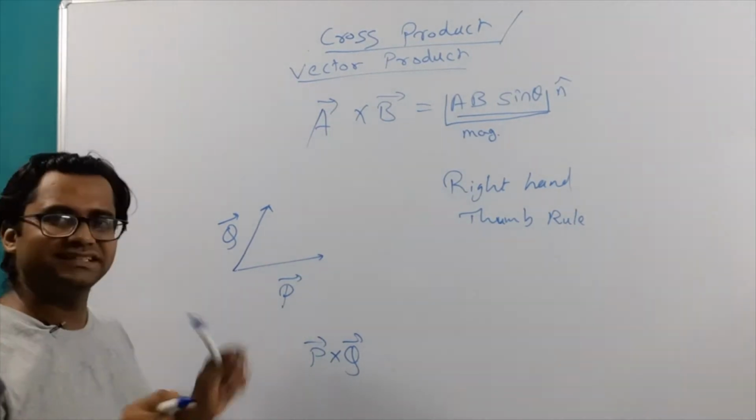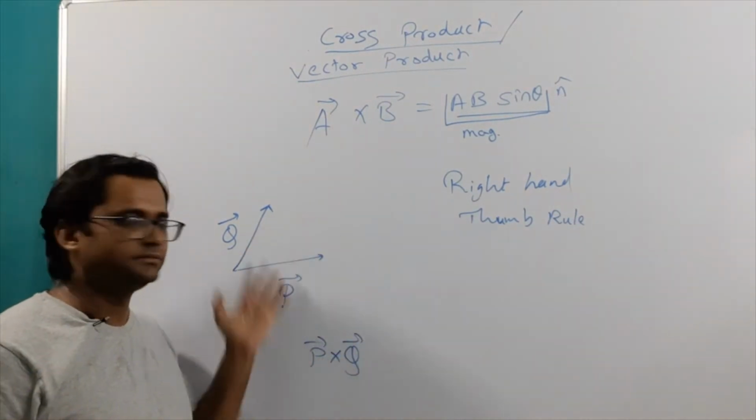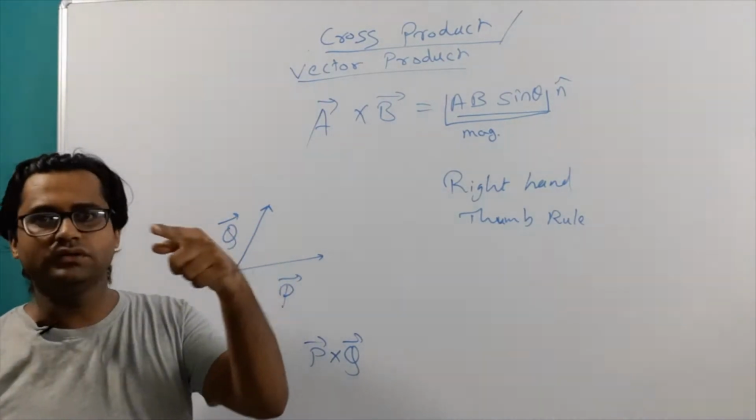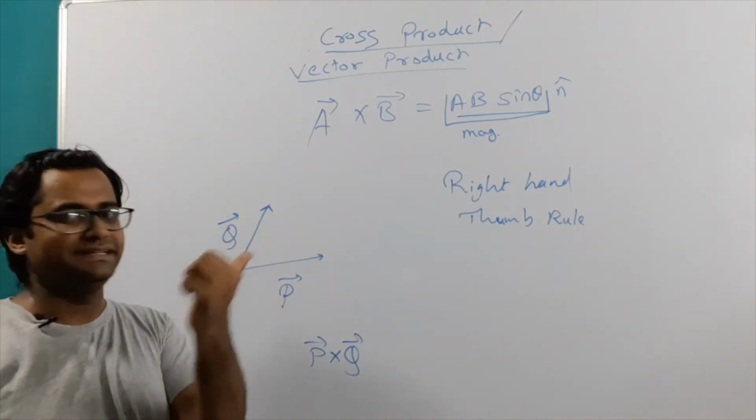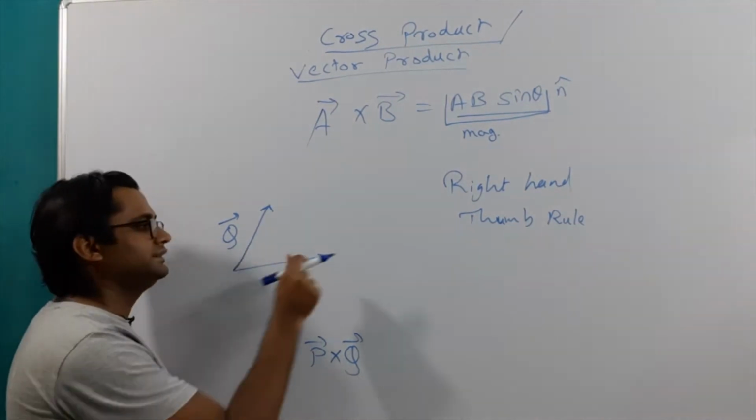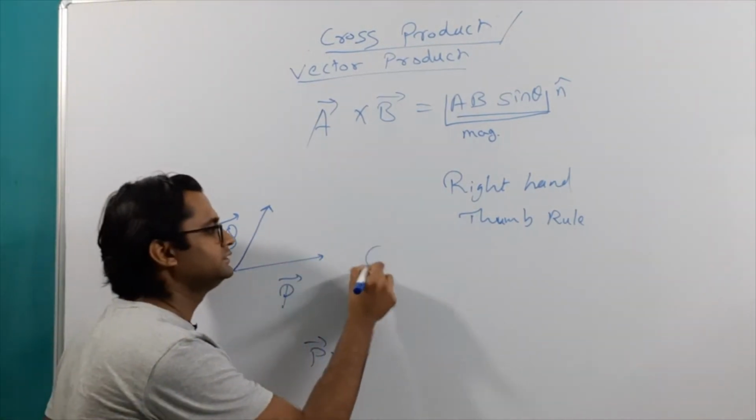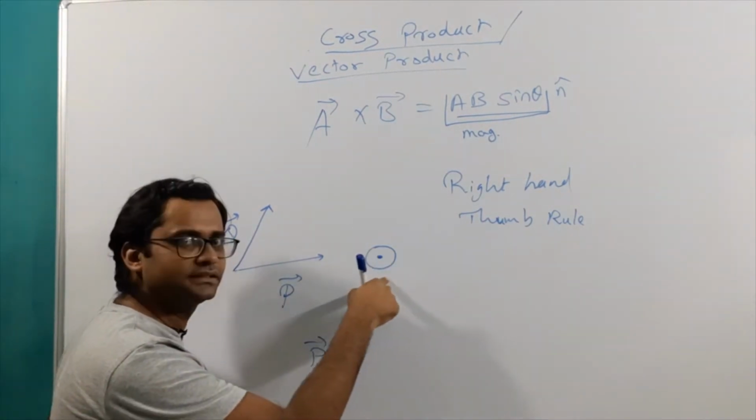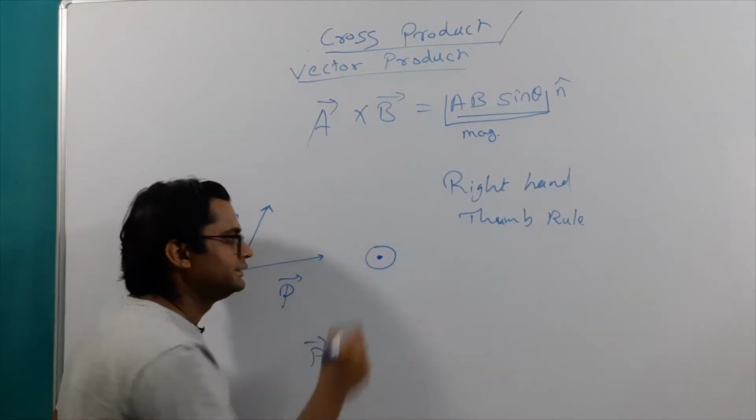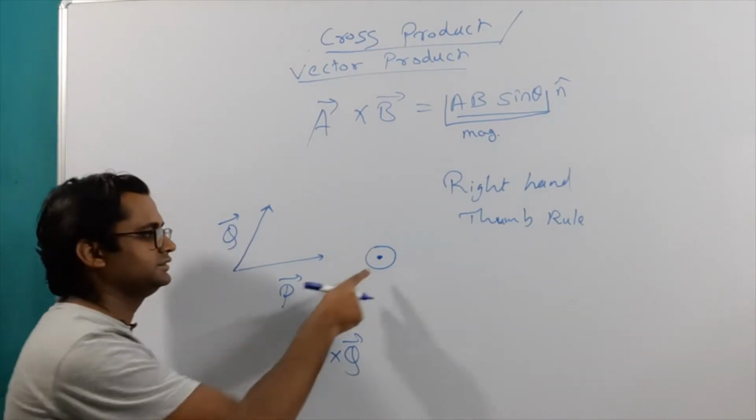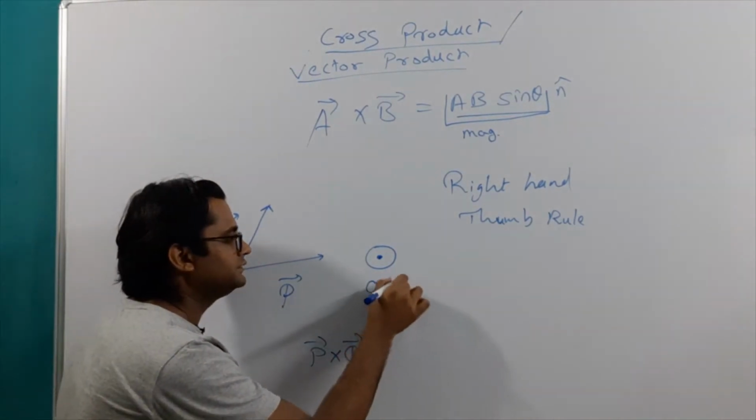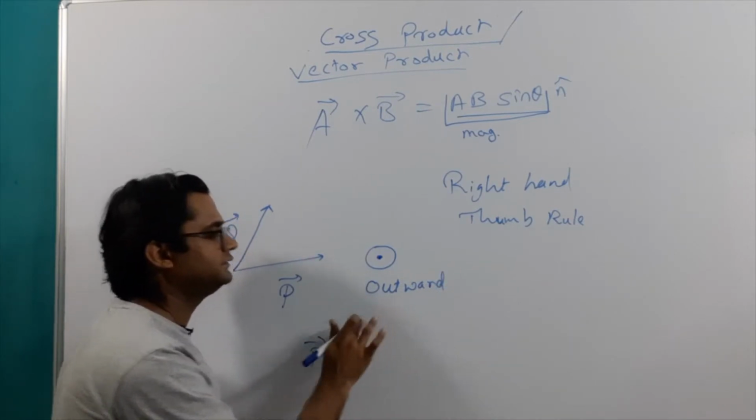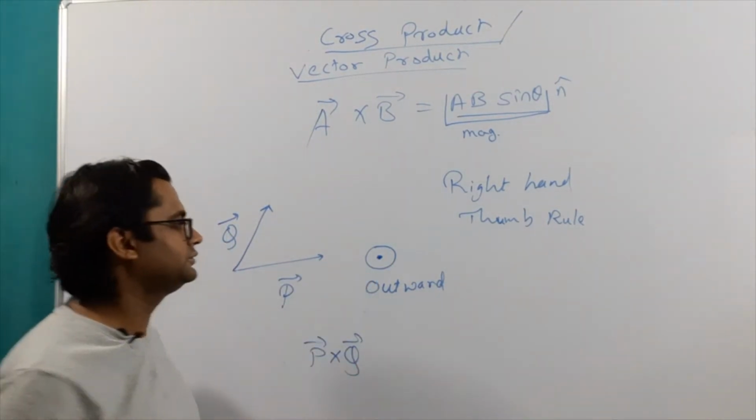Now how to show such kind of vectors on this board, or in our notebook? How to show a vector which comes out of the board or out of our notebook, or goes inside our notebook? This vector is coming out of our notebook, so we show it by this kind of symbol. We draw a circle and put a dot in the center of the circle. This shows an outward vector.